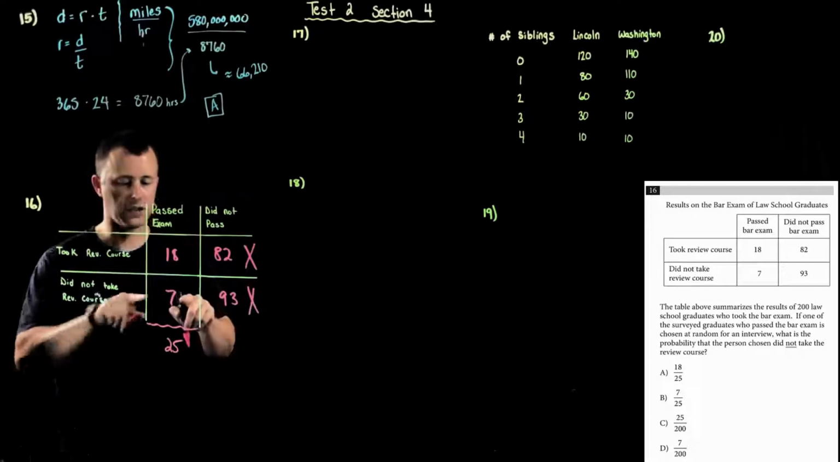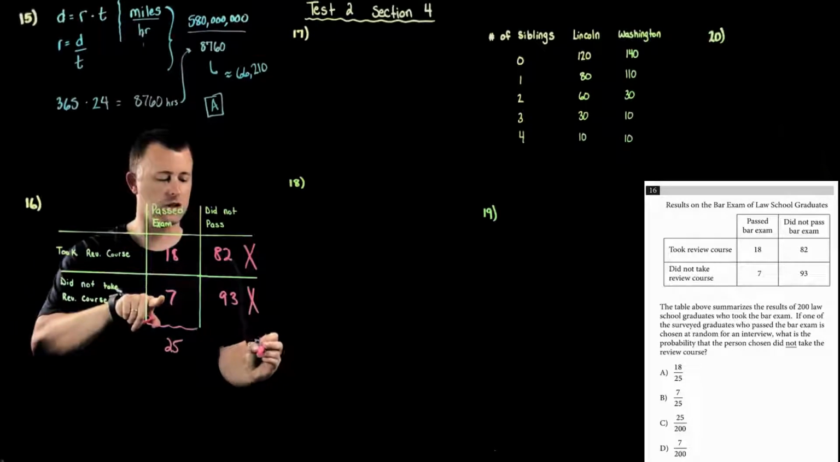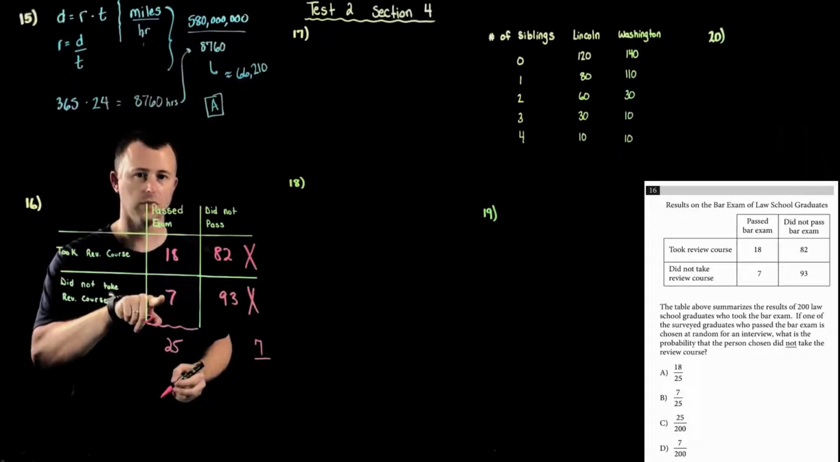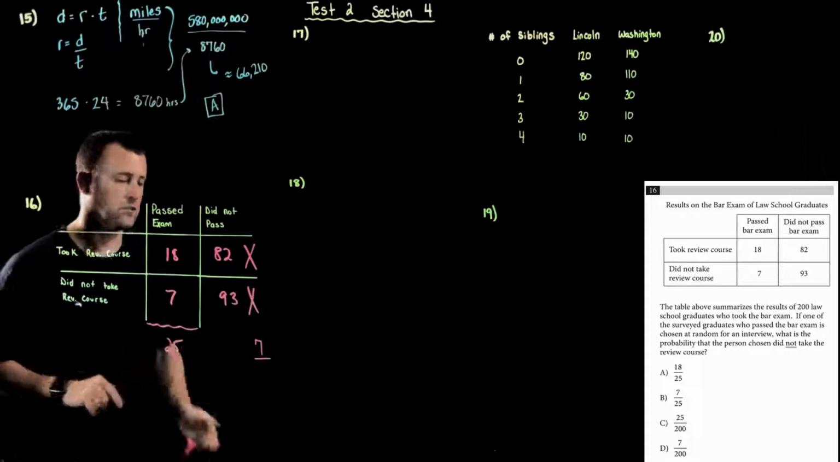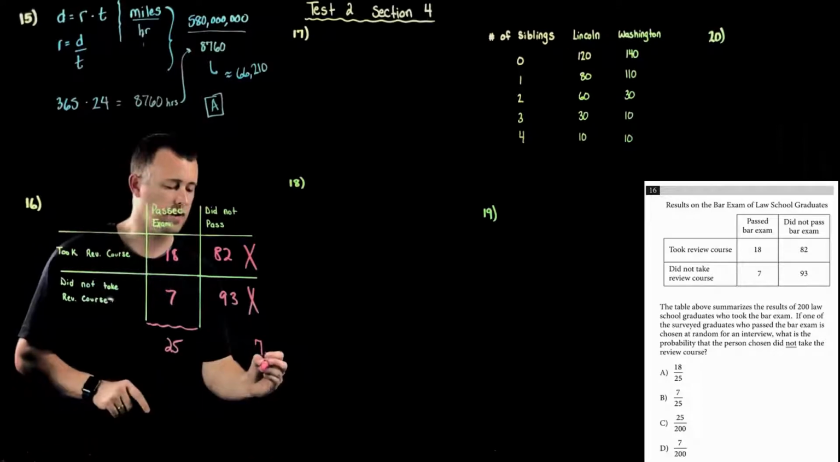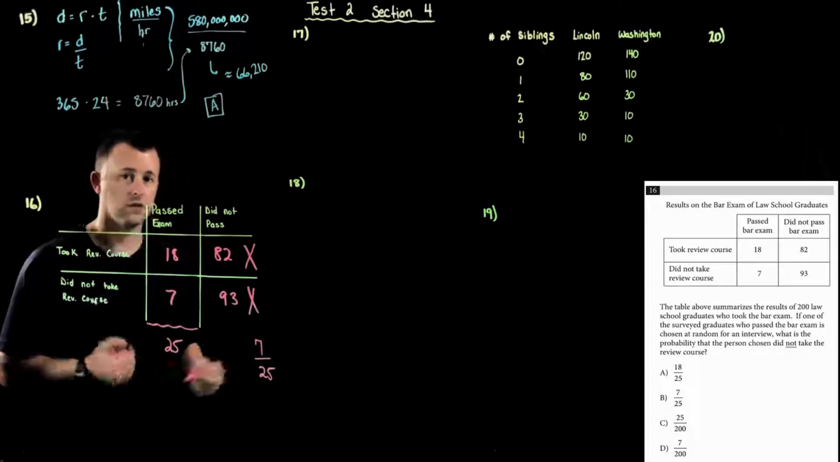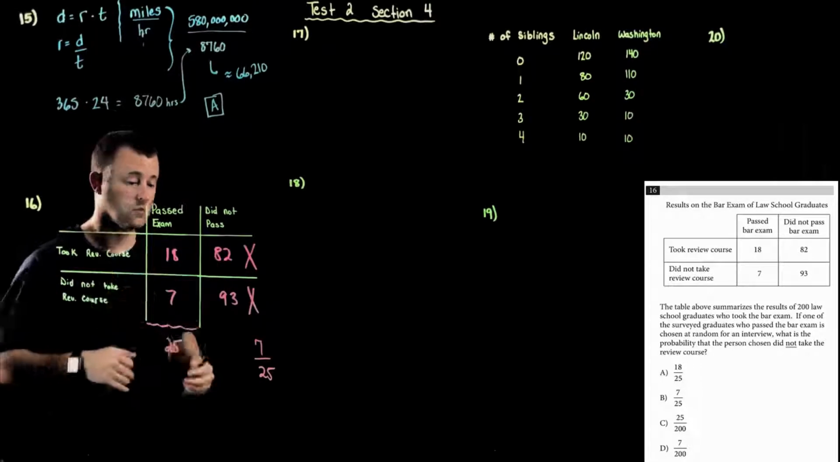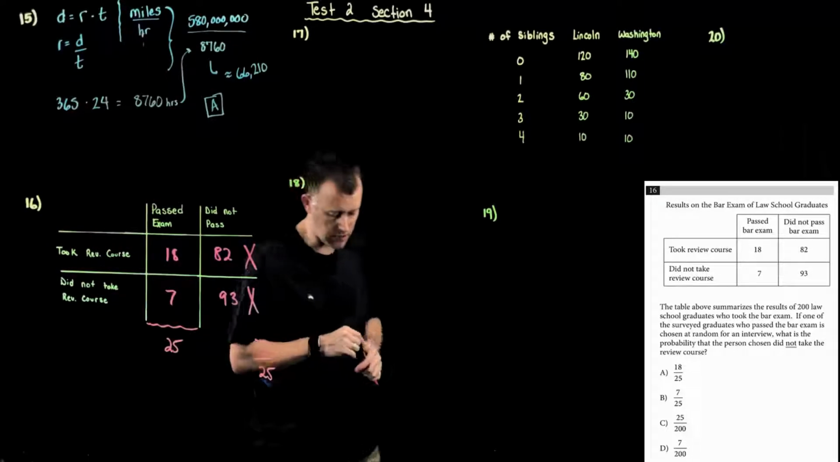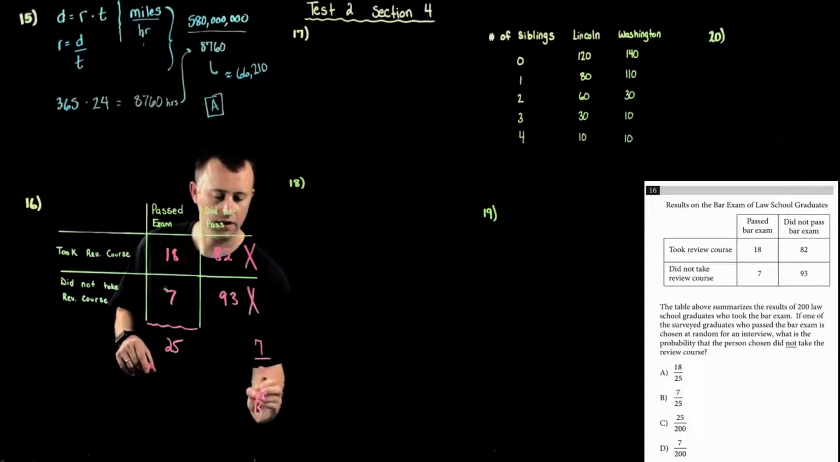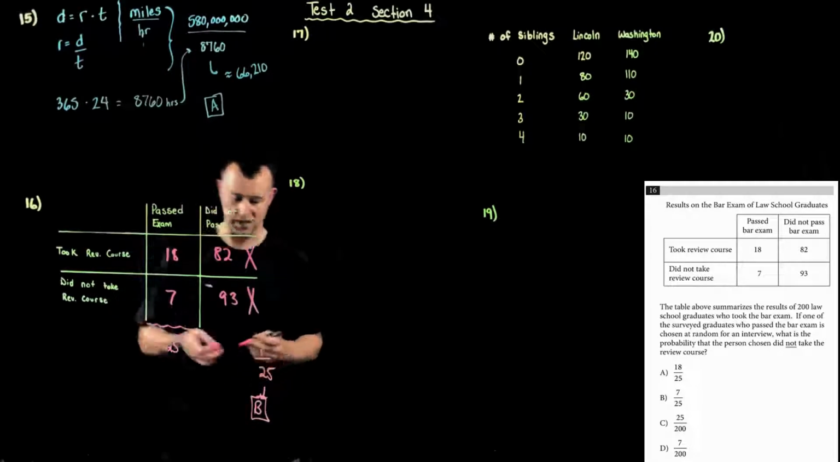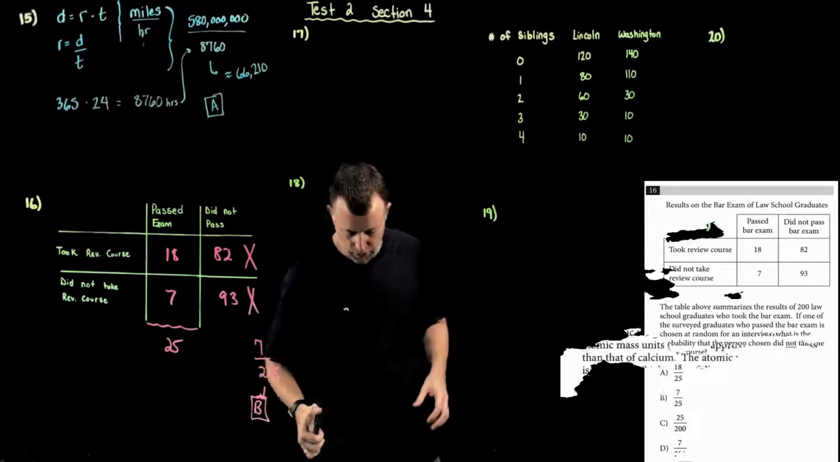So we have to not take the review course. There's 7 students. That is your desired outcomes, divided by your total possible outcomes. Well, your total possible outcomes is this number 25, and we're just looking for that answer. That's all we're doing. You just have to make sure you pull from the right pieces of data. So that's going to be answer choice B. So that is number 16. So that's 16. Moving on to 17.